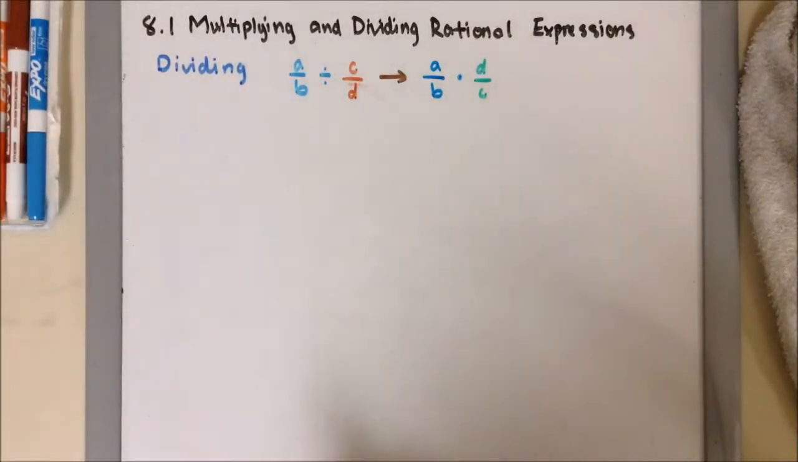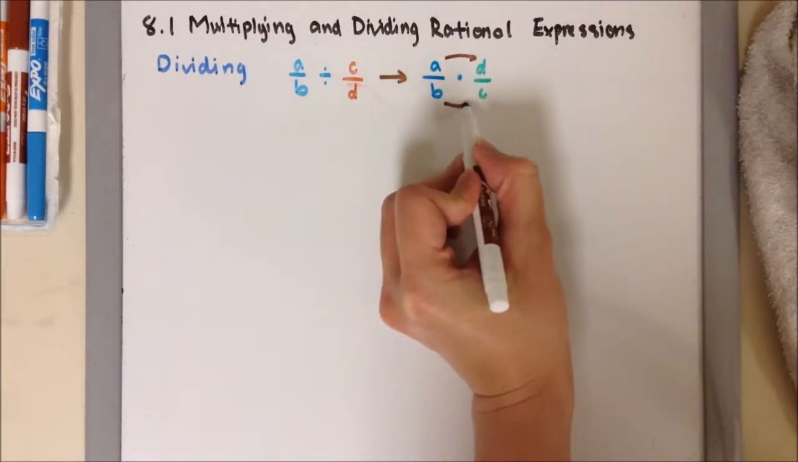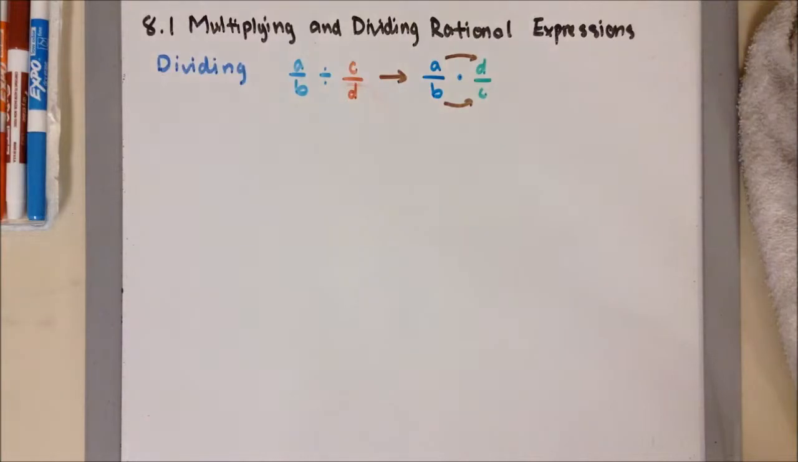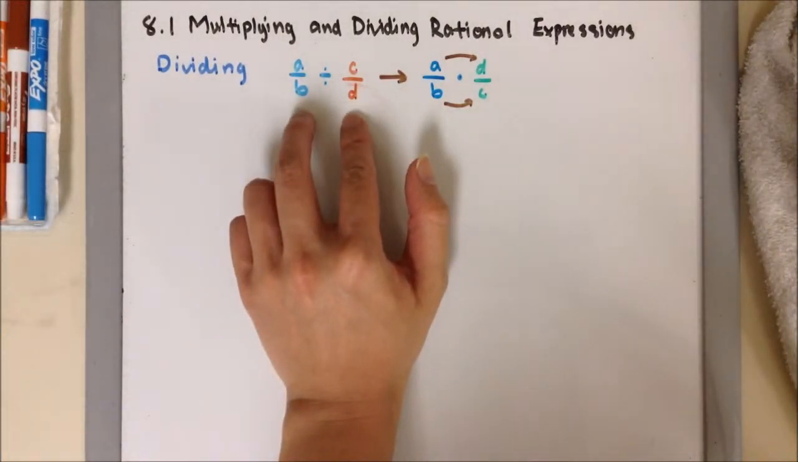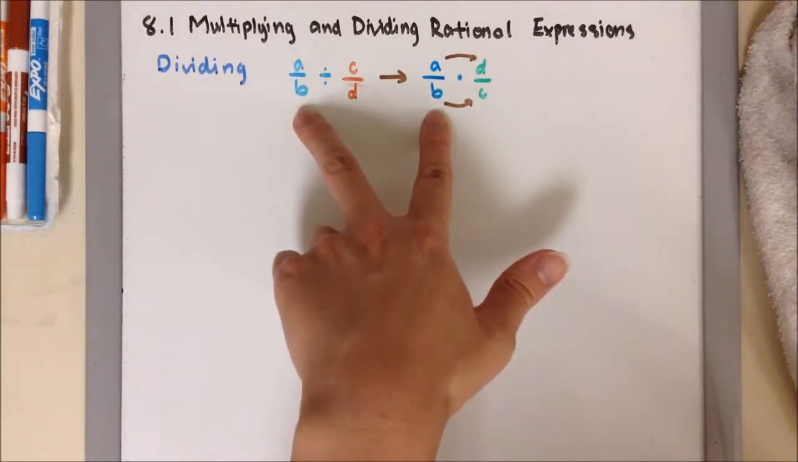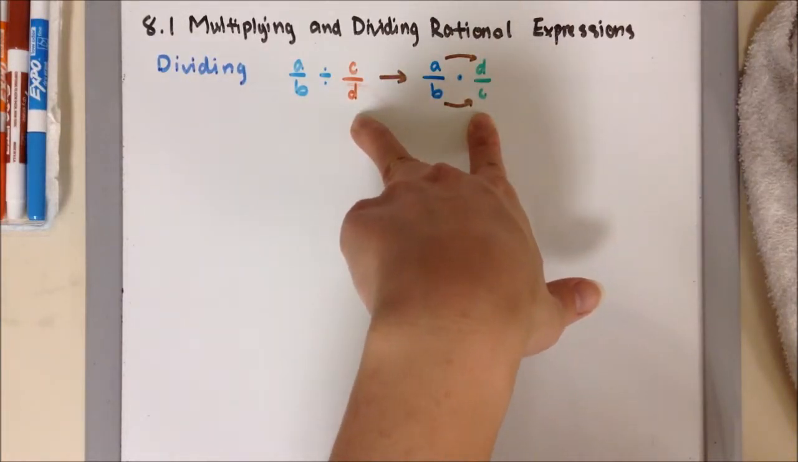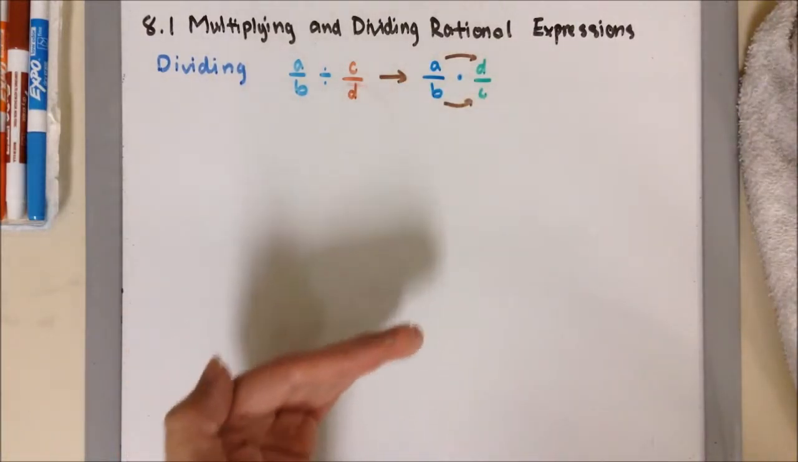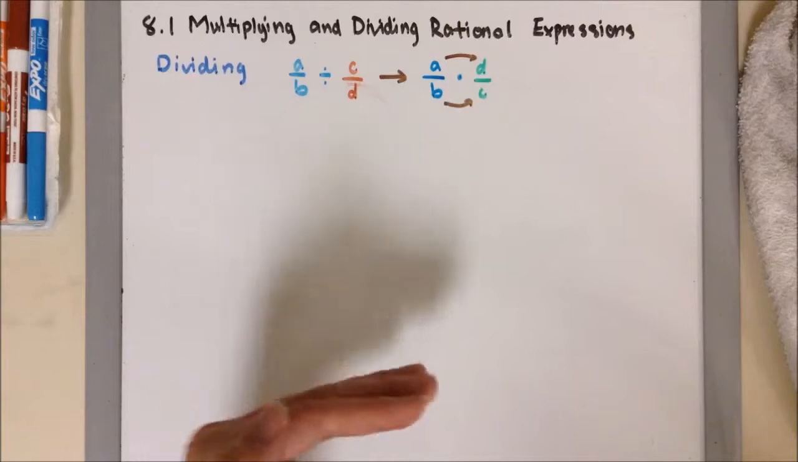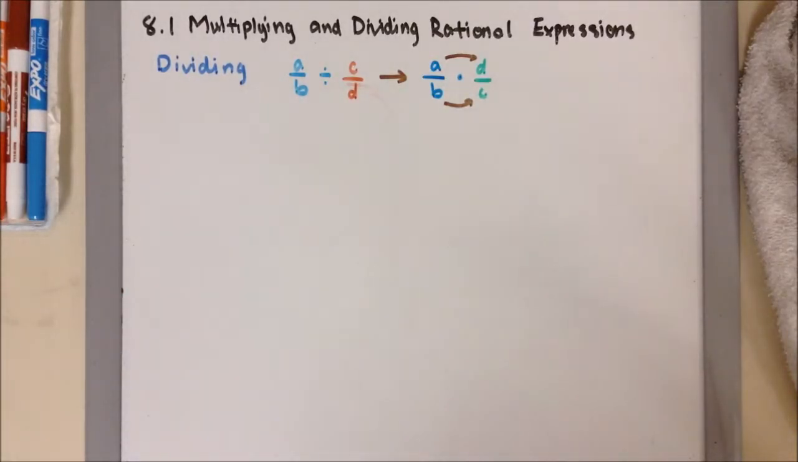Once you change it to multiplication, then it's the same as before. Numerator multiplied with numerator, denominator multiplied with denominator. So, to reiterate, when you have division of fractions, in order to change it to multiplication, you keep the first fraction the same, then you flip, do the reciprocal of the second fraction. So even though you start off with division, it's essentially the same process as the previous example that we did for multiplication of rational expressions.